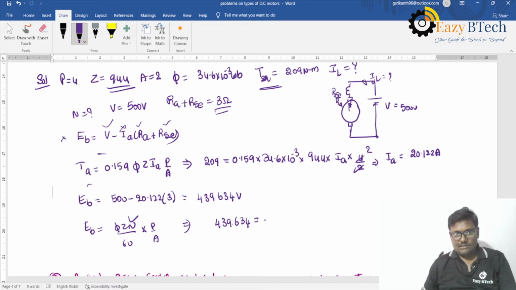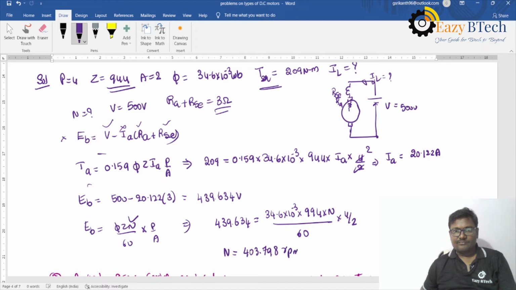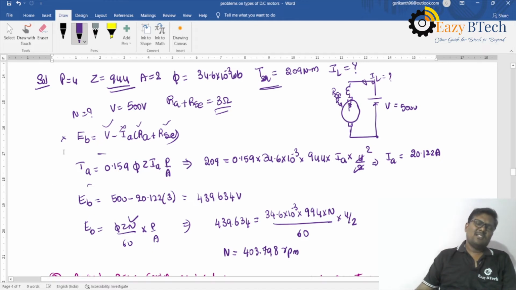439.634 is equal to flux 34.6 into 10 to the power minus 3, and the number of conductors is 944, into N divided by 60, into 4 divided by 2. If you calculate, the speed of the armature is 403.798 rpm. For calculation purposes it is 403.78 like that, but in practice it will be rotating at 403 or 404 rpm.